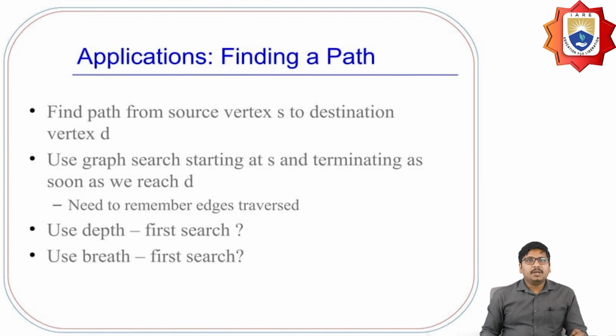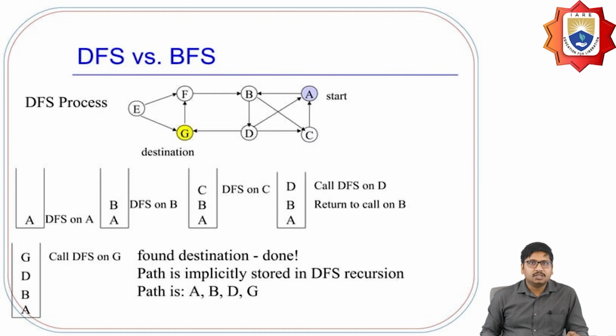So what are the applications mainly? Find the path from source to destination, and using a graph we can search the starting address and terminate as soon as possible. Normally I use depth first search and breadth first search. So what is the DFS process? How are we going to implement it?